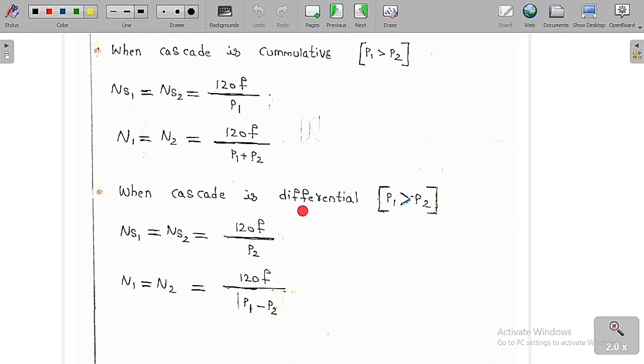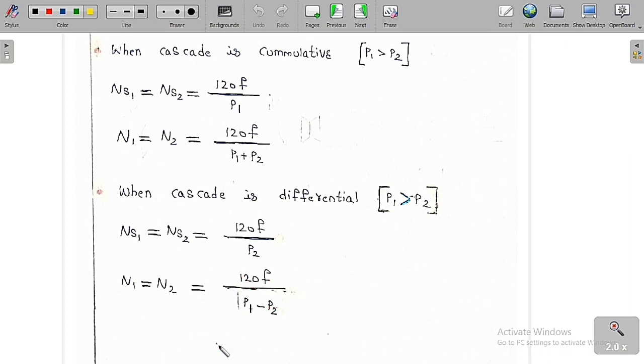But whenever the cascade is differential, and again P1 is greater than P2, NS1 is equal to NS2 is equal to 120 F by P2, and N1 is equal to N2 is equal to 120 F by the magnitude of P1 minus P2. So listen, whenever the cascade is cumulative and P1 is greater than P2, NS1 is equal to NS2 is equal to 120 F by P1, and N1 is equal to N2 is equal to 120 F by P1 plus P2. Whenever the cascade is differential and still P1 is greater than P2, NS1 is equal to NS2 is equal to 120 F by P2, and N1 is equal to N2 is equal to 120 F by the magnitude of P1 minus P2.